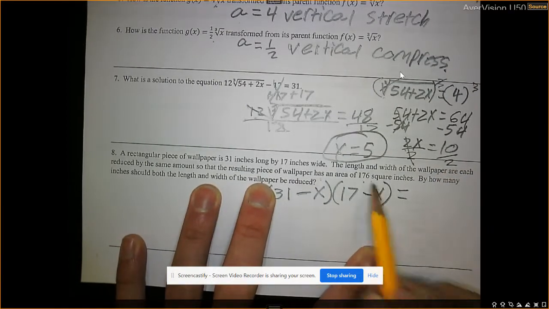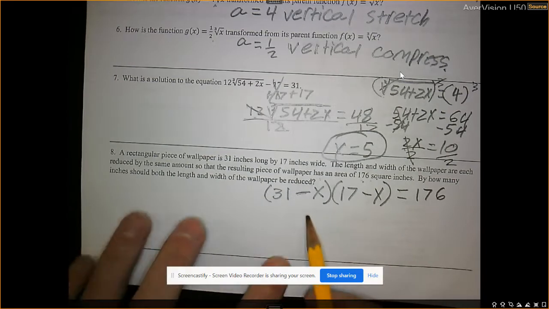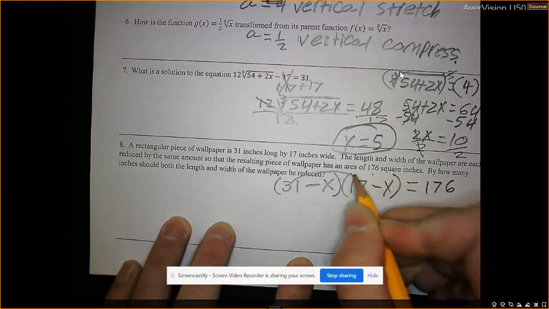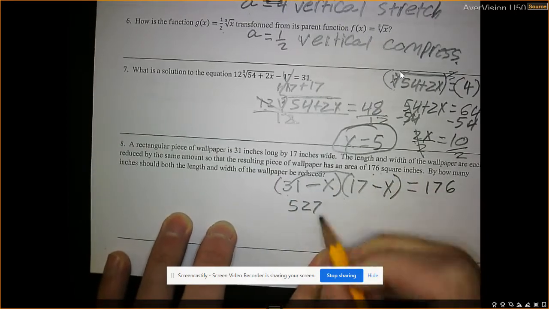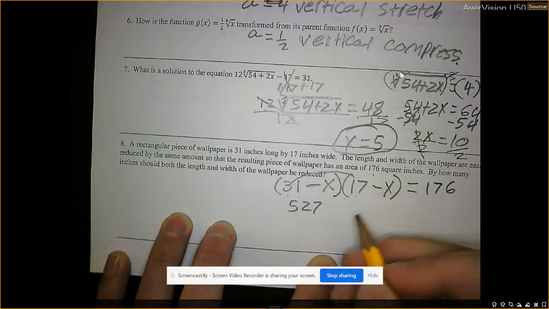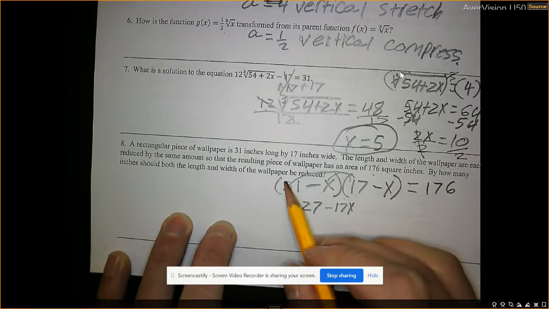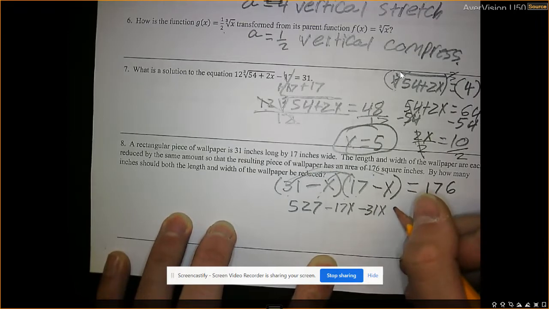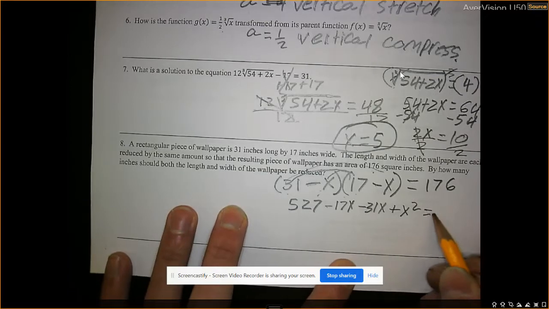And it has an area of 176 square inches. So we set it equal to 176. Now from here, we have to FOIL this out, and if you want to FOIL or put it in your box, either way. First, 31 times 17, you just put it in your calculator, you get 527. Negative x times 17, that's negative 17x. And then 31 times negative x, that's negative 31x. And then negative x times negative x, a negative times a negative makes a positive, and x times x is x squared. Again, this all equals 176.